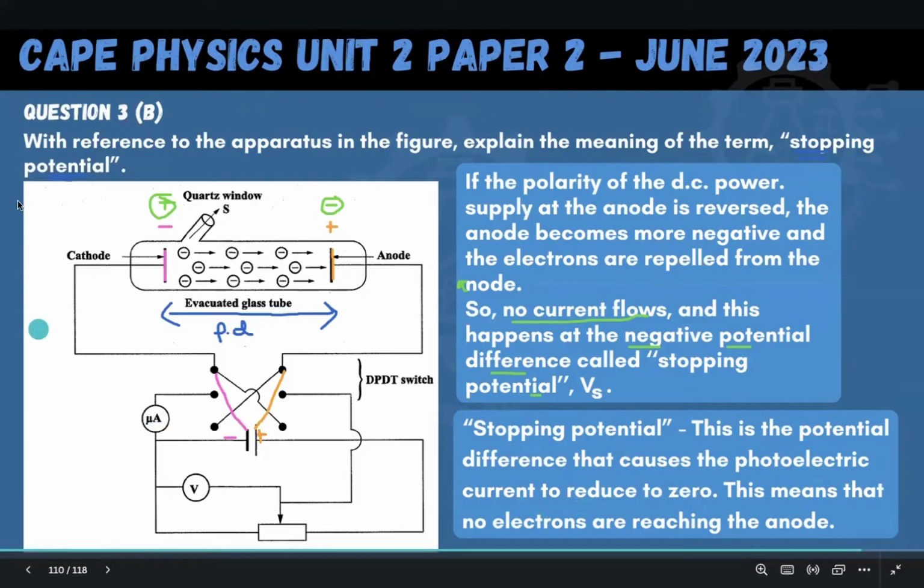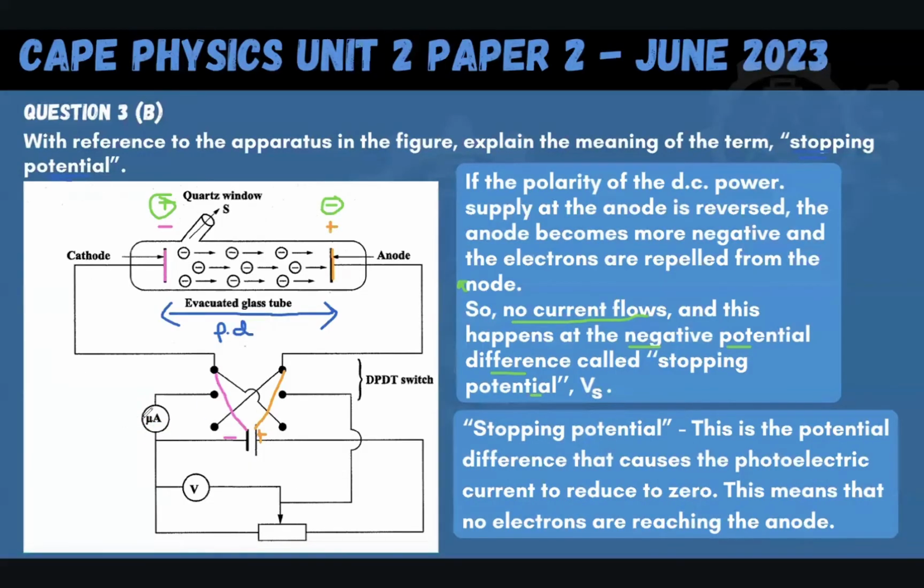So the microammeter is going to read 0. When the microammeter reads 0, your photoelectric current is going to be 0, and that corresponds to your stopping potential. And that means that none of the electrons are reaching the anode. None of them are really reaching the anode, so we're not going to be able to measure any current, and that's VS. That's what the voltmeter would read. Whatever that reads is our stopping potential when the current is 0. All right?